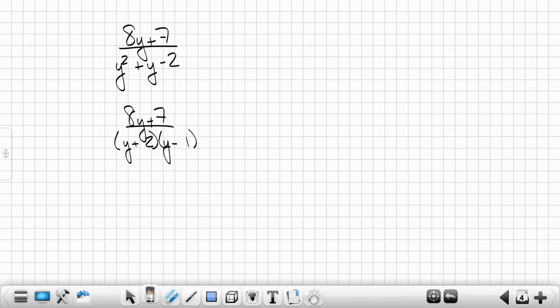Fantastic. So my denominator is factored, so this is going to be equal to a over y plus 2 plus b over y minus 1. So I take the two factors of that denominator and I make them individually denominators on the other side with some unknown numerator.